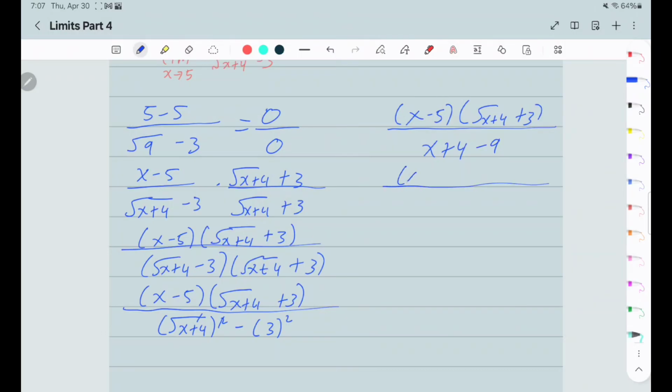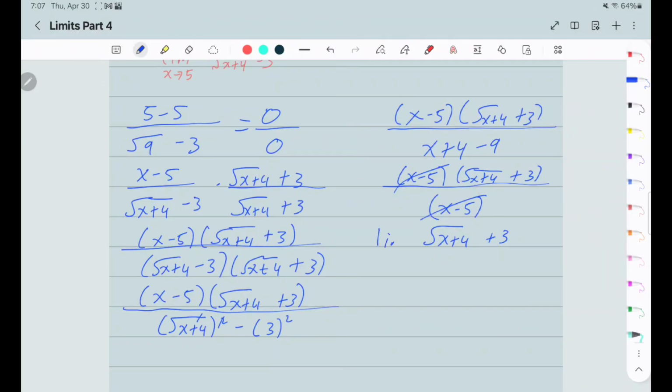So then we notice that the top is still the same, but the bottom becomes x minus 5. Now, the x minus 5 cancels this x minus 5. And then my last expression which I have is root x plus 4 plus 3, and I cannot simplify further.